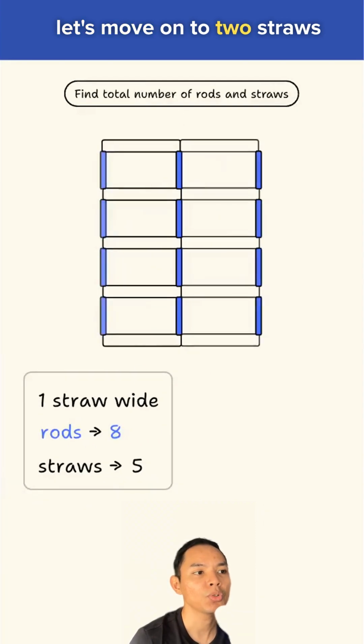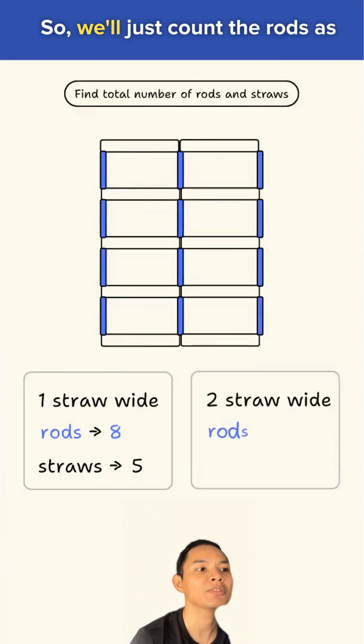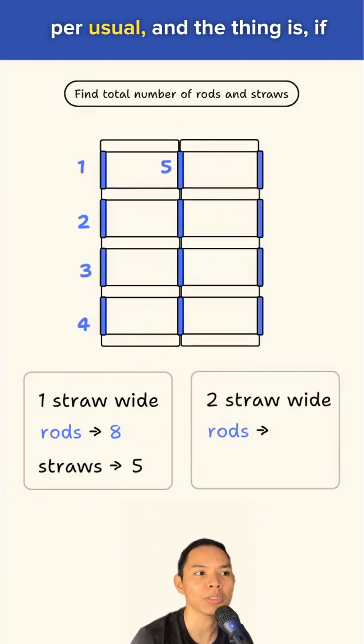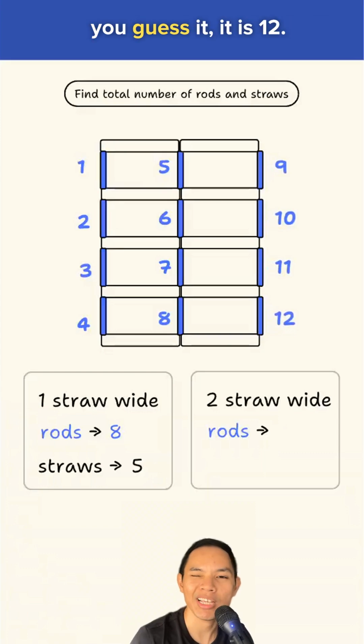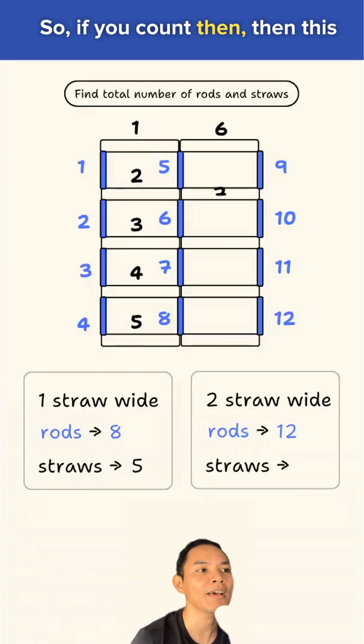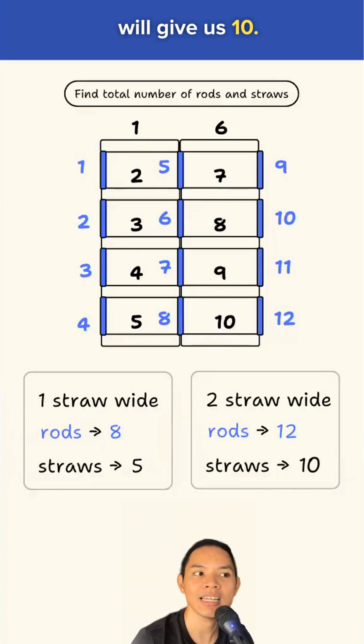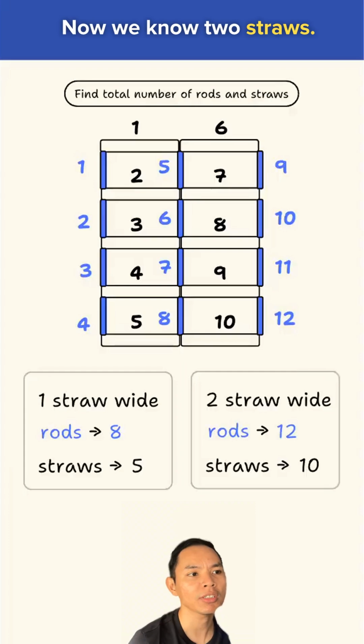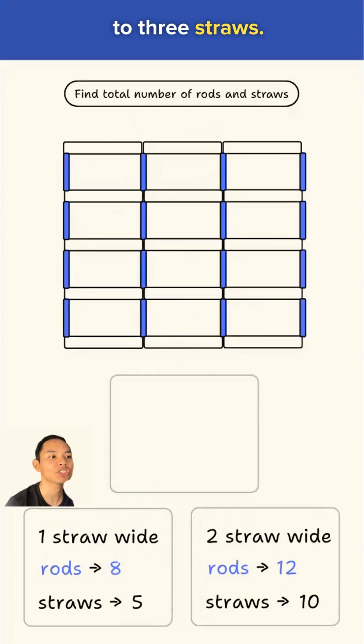Let's move on to two straws wide. We'll just count the rods as per usual. And if you guessed it, it is 12. What about straws? If you count them, this will give us 10. Now we know two straws. Let's move on to three straws.